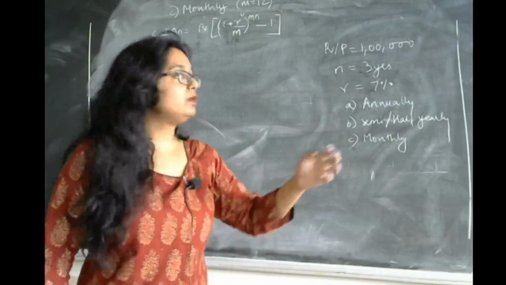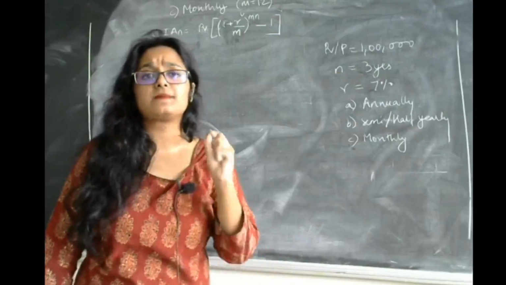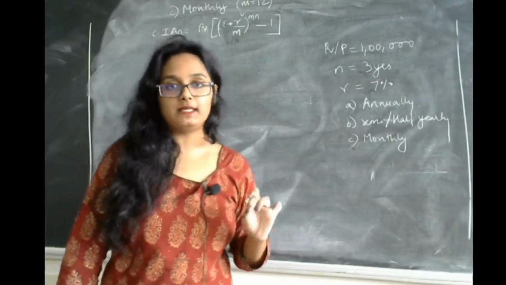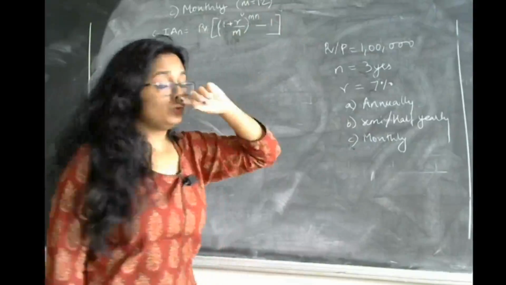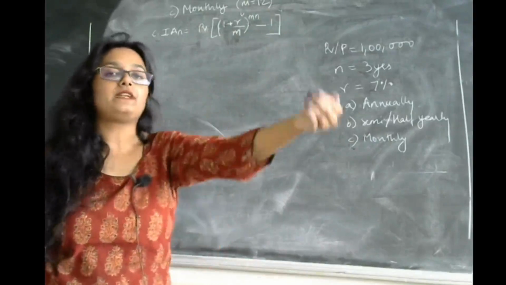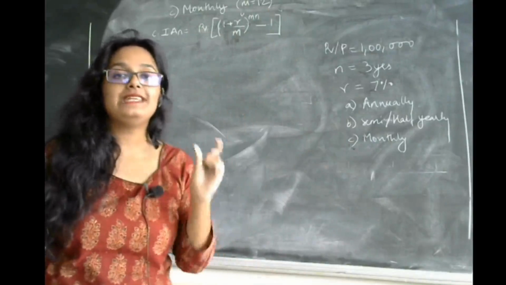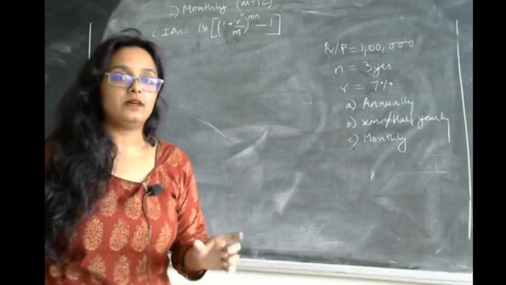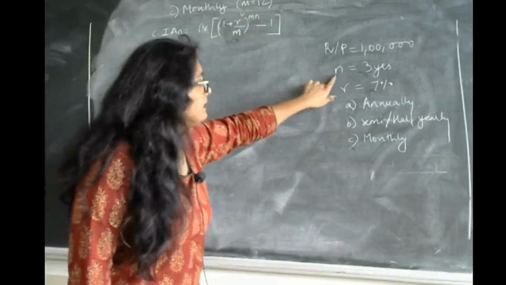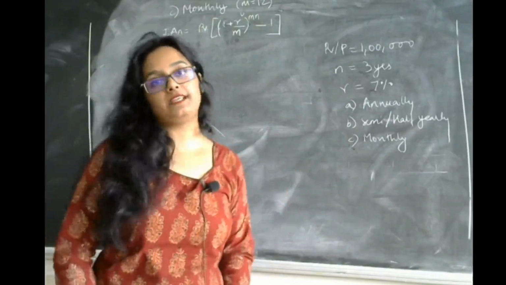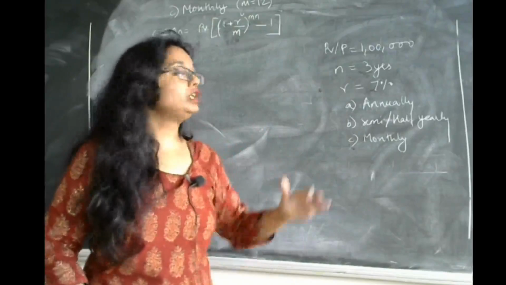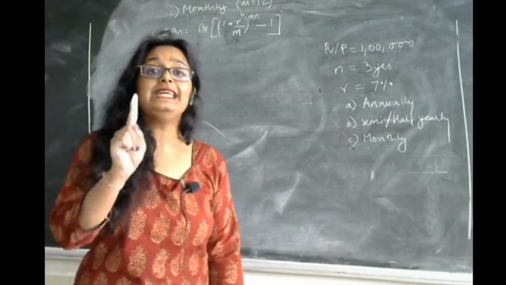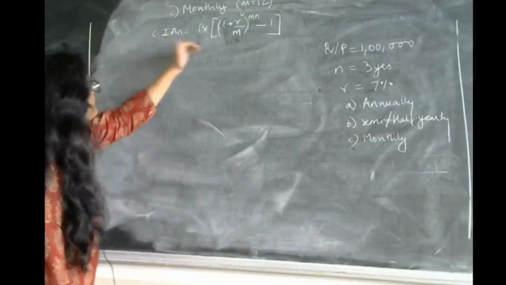Though you have taken the loan for 3 years, but you are paying your interest monthly, that is every month you are going to pay, and in a year there are 12 months. That's the reason why M is equal to 12. M is nothing but number of times you are paying your interest in a year. I'll repeat, number of times you are paying the interest in a year is M, whereas N is number of years for which you have taken the loan. Okay. So now let us solve this.